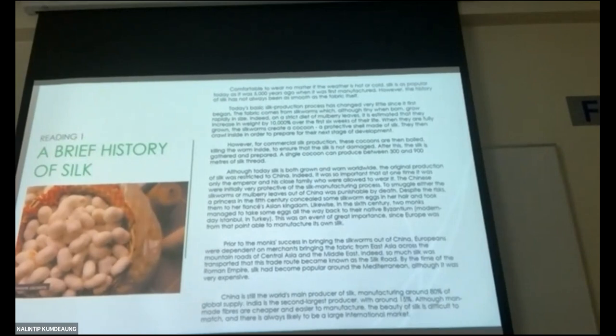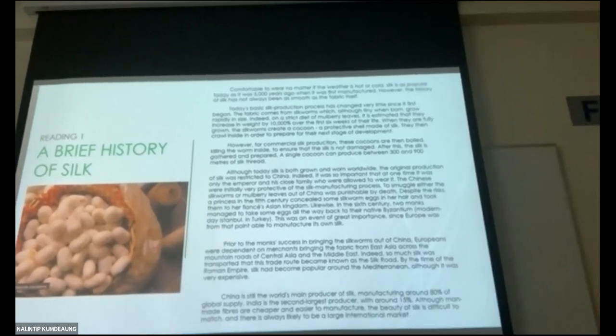One cocoon can produce up to 900 meters of silk thread. Although today silk is both grown and worn worldwide, the original production of silk was restricted to China.